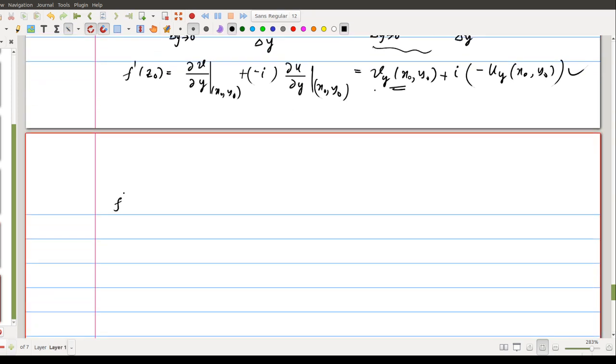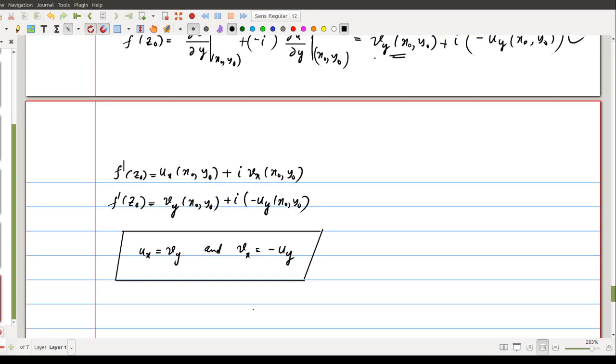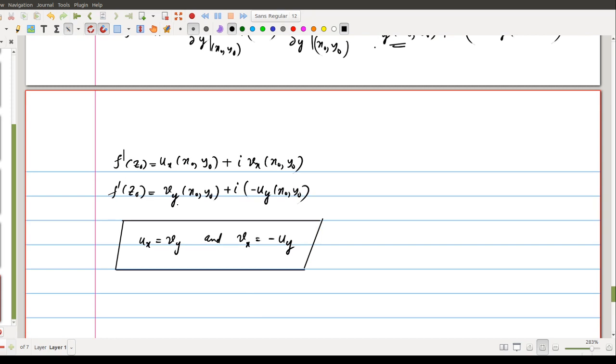So from the first equation we write f dash z naught is equal to u x at x naught y naught plus I times v x at x naught y naught, and from the second equation the same f dash z naught is equal to v y at x naught y naught plus I times minus u y at x naught y naught. Now equate, then we will get u x equal to v y, and by equating the imaginary part v x equal to minus u y. This is what we call the Cauchy-Riemann equations. This can be considered as the necessary condition for the existence of the derivative of f at z equal to z naught.